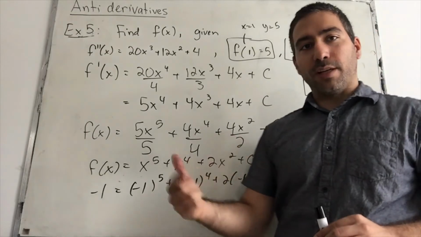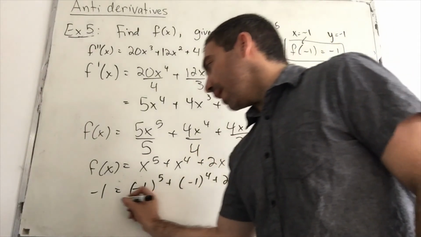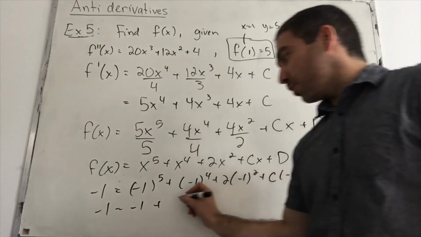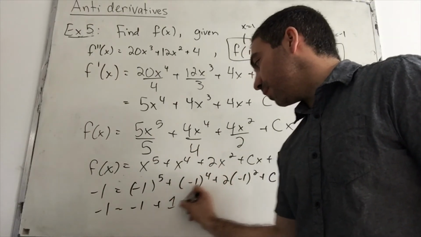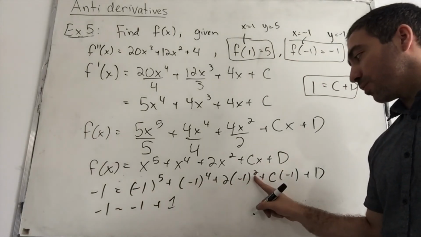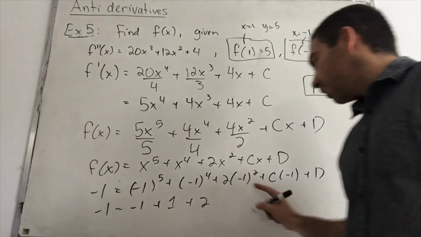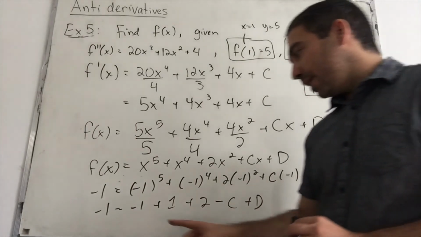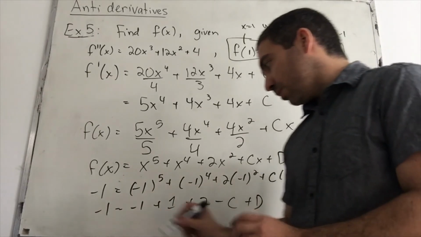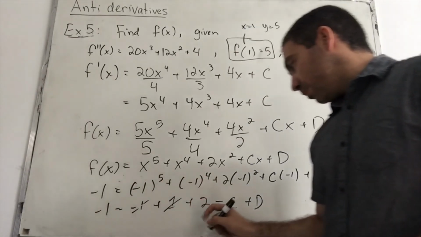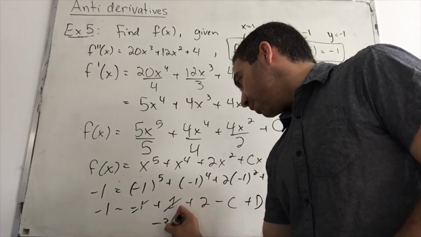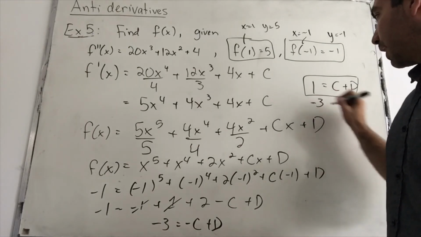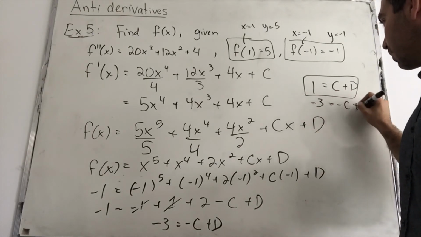Negative 1 to the 5, multiplying the negative 1 by itself 5 times, ends up with a negative. Negative 1 to the 4, multiplying itself 4 times, that's an even exponent, so this becomes positive. 2 times negative 1 squared, negative 1 squared is positive 1 times 2 is plus 2. C times negative 1, it's minus c, and plus d. So what we get here is negative 1, 1 they cancel. 2 goes over, so we get negative 3 equals negative c plus d. Okay, so that's our second equation. Negative 3 equals negative c plus d.